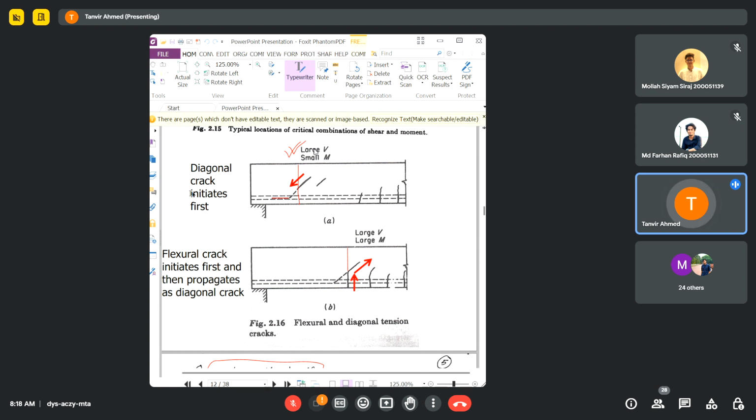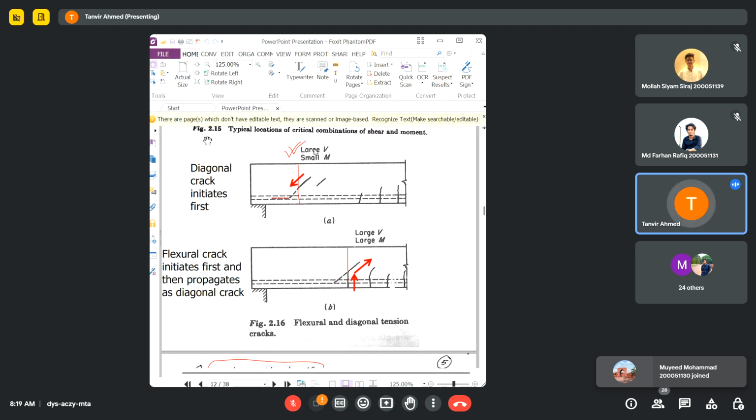But before that, I just want to review one more thing that we discussed in the last class. The diagonal cracks will be formed due to the shear, right? The cracks that are inclined roughly at an angle of 45 degrees, those cracks we call diagonal cracks, and they will be formed mainly due to the shear force in the beam.